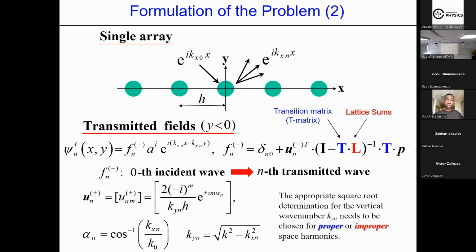Here, delta is Dirac's delta function, and here we have a very important term, KYN, which is the transverse wave number. And because we have a square here, it is a two-valued function. And here, the proper and improper determination of the space harmonics should be taken into account, and I will explain later what it means. Actually, here we have also T, the transition matrix, and L, which is the lattice sum. The most difficult part here is the accurate calculation of the lattice sum.